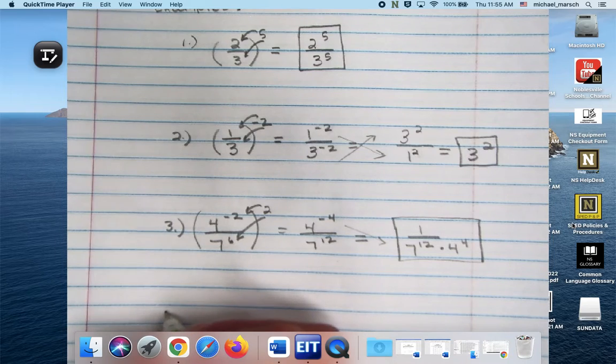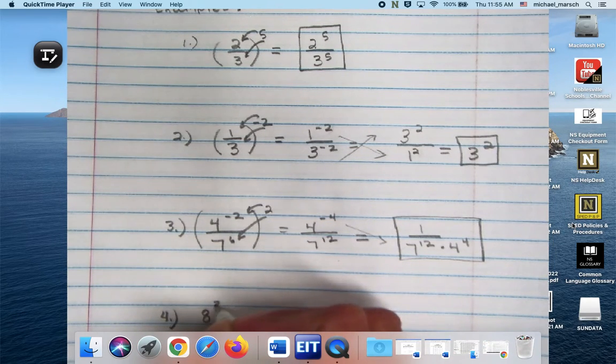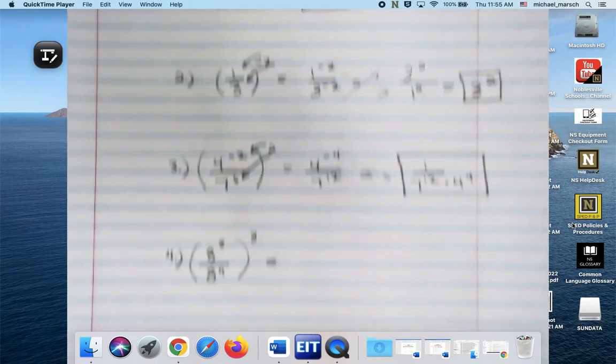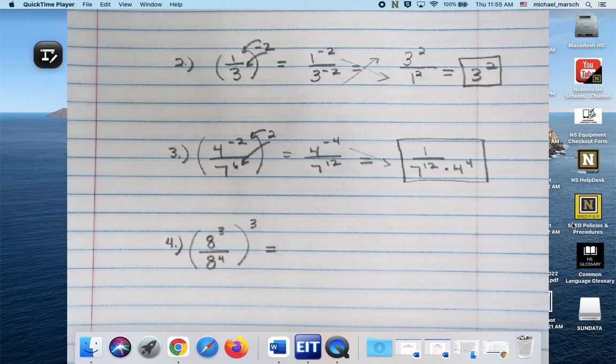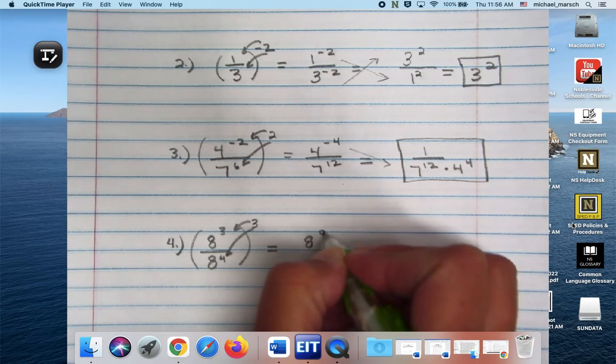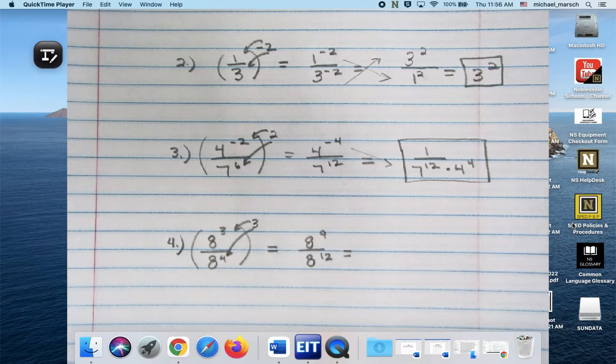All right, last one. 8 to the 3rd over 8 to the 4th, raised to the 3rd power. So I'm going to distribute. I'm going to get 8 to the 9th over 8 to the 12th. These have the same base, so I can keep going with this. So what will be the next step? What do I do with that 9 and 12? Landon?